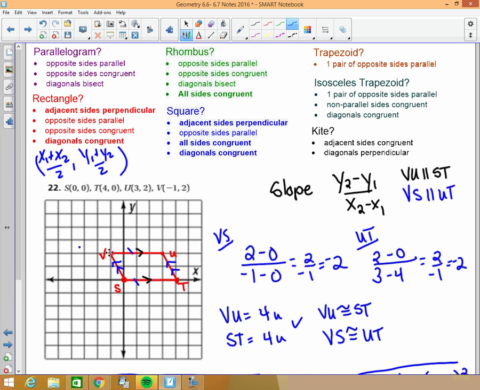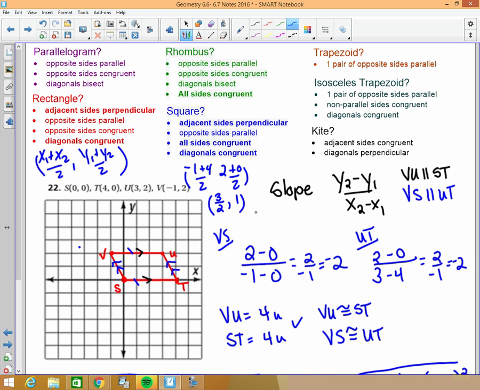So let's look at V and T. So what are the x's for V and T? -1 plus 4 over 2. And then what are the y's? 2 plus 0 over 2. That's going to give us what for a midpoint? 3 over 2 and what? 1. Okay, so now let's see if we get the same midpoint for S and U, shall we?